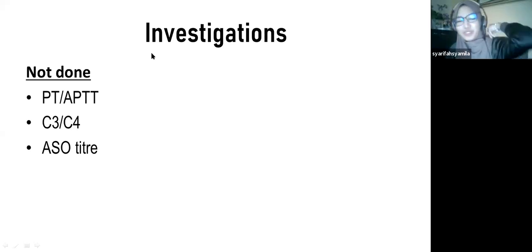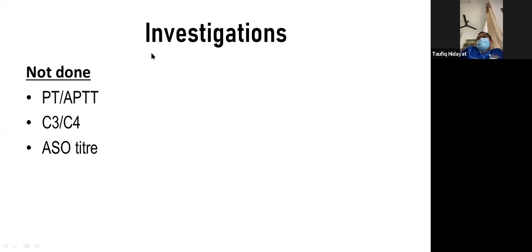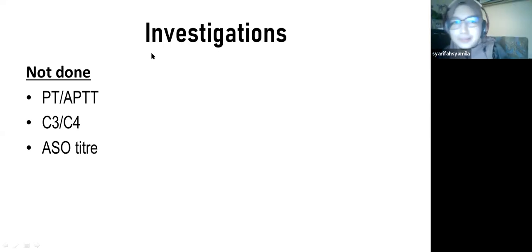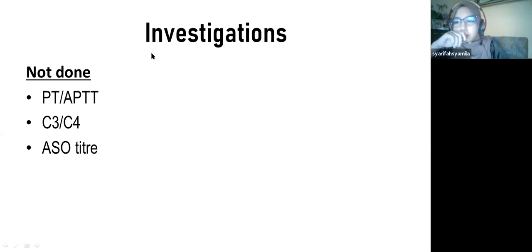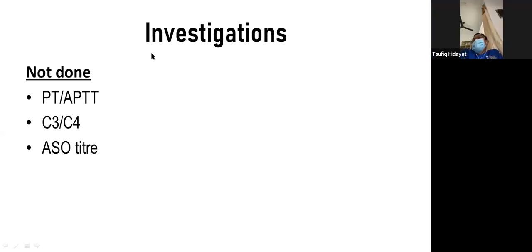For supportive management for the joint pain, I will give analgesics such as NSAIDs, ibuprofen, and I would watch out for any new symptoms such as abdominal pain or any other bleeding tendencies. Right, mainly supportive; for joint pain, NSAID alone is enough. But the main problem is the purpura.